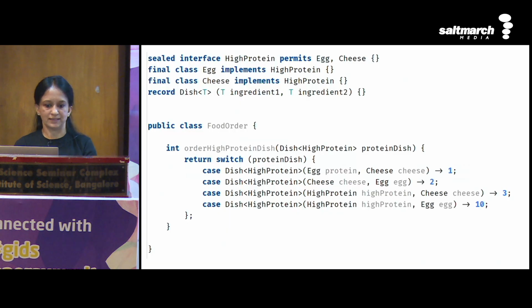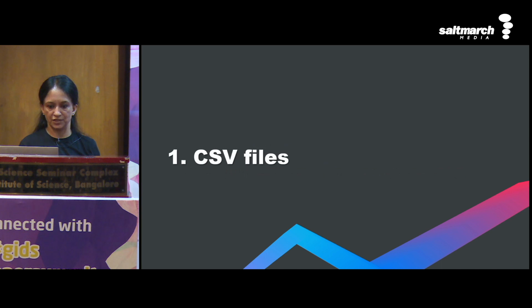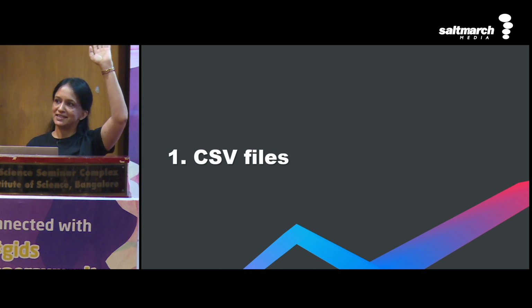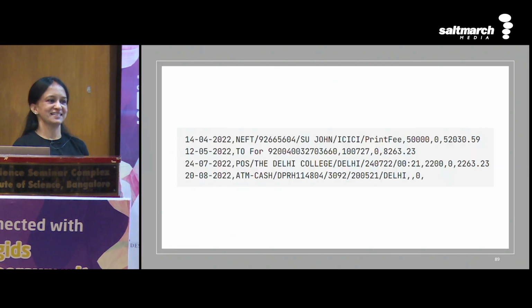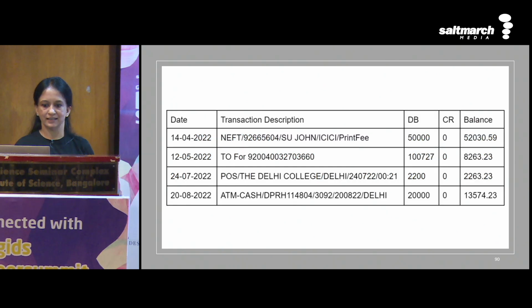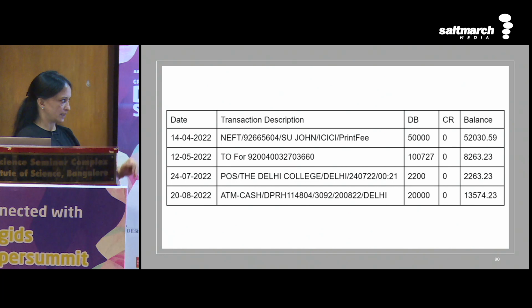And now, since we've covered all the ground that we wanted regarding the new Java features, I have a few examples of data-oriented programming. So the first one is the CSV file. I'm sure all the hands will go up. How many of you have worked with CSV files? Okay, so this is a typical example of how you would have a CSV file converted to tabular data so that it's easier to understand.